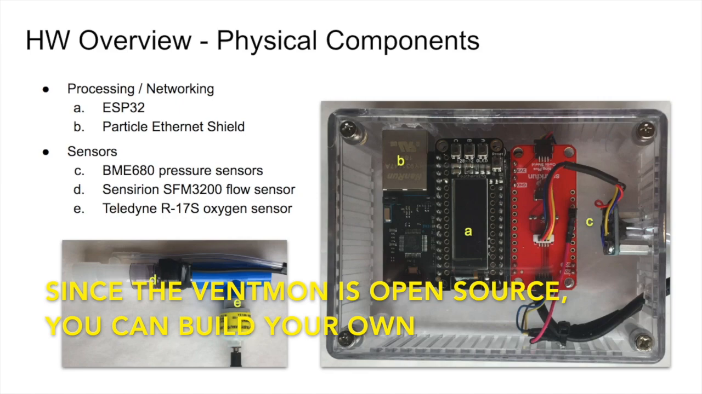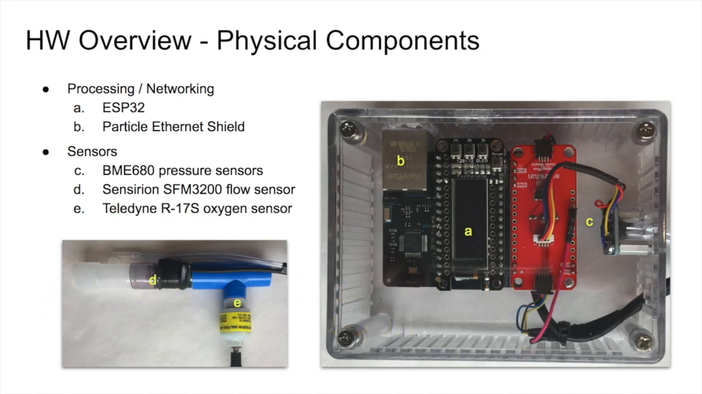Digging in a little deeper here, we've got a photo of the real VentMon. So on the right, you can see our processing and networking components. Underneath this OLED screen labeled A is an ESP32 feather from Adafruit that sits on top of an Ethernet shield from Particle. So ESP32 provides us with Wi-Fi capability, and the Ethernet shield allows us to use Ethernet, obviously. This means that we can still be able to communicate data in a variety of environments. Wi-Fi or Ethernet may not be available, so it's good to have both.